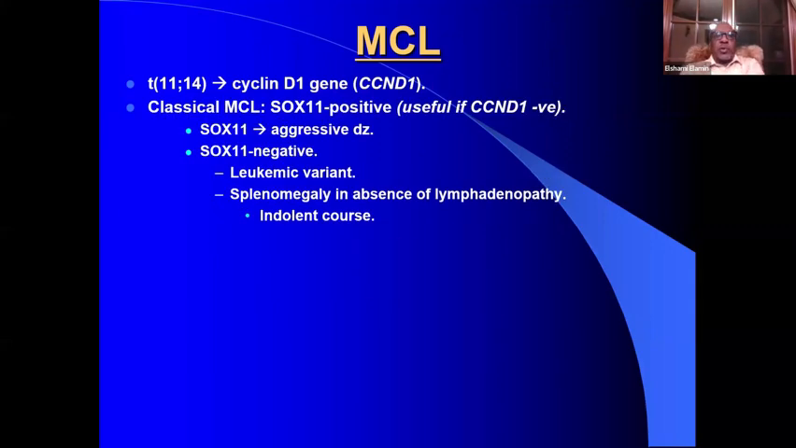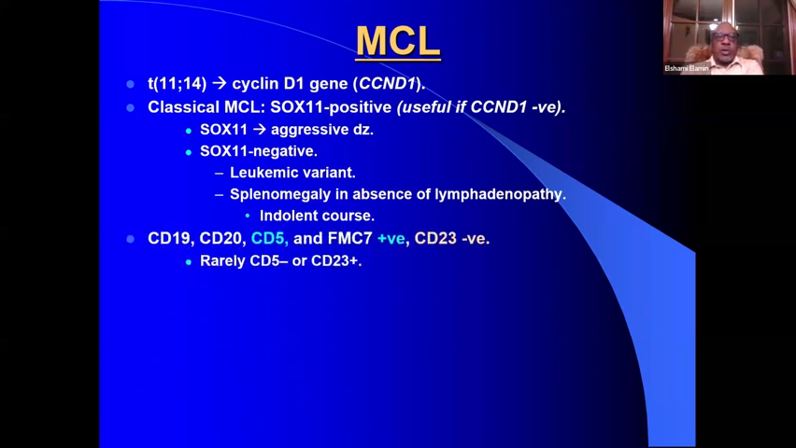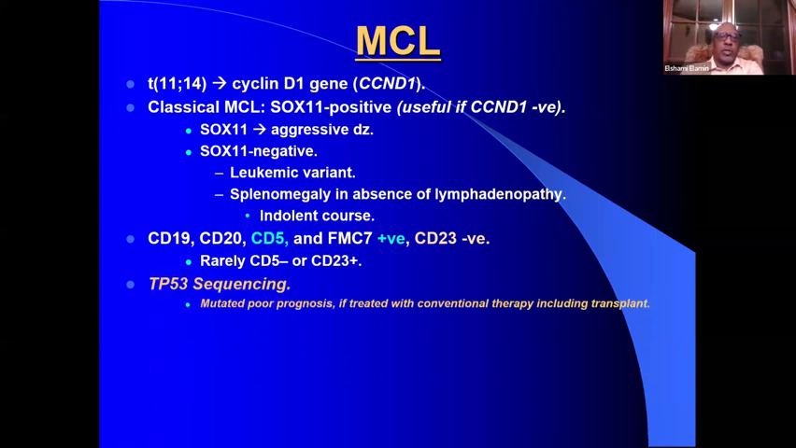Classical mantle cell lymphoma is characterized by SOX11, which is useful if the cyclin D1 is negative. This gene, SOX11, indicates aggressive disease. These are the flow cytometry findings: CD5 positive, CD23 negative. You remember follicular is CD5 negative, CD23 positive. Okay.